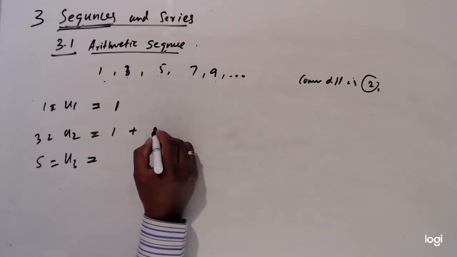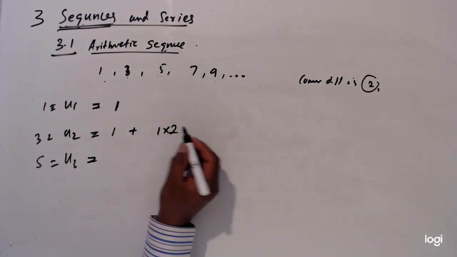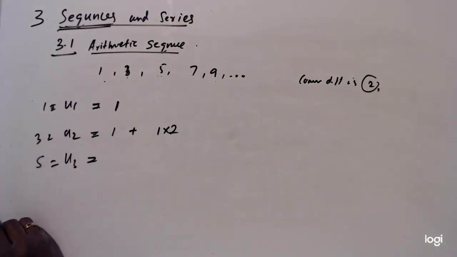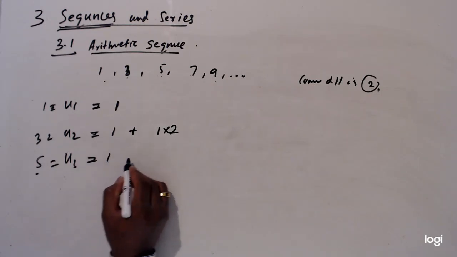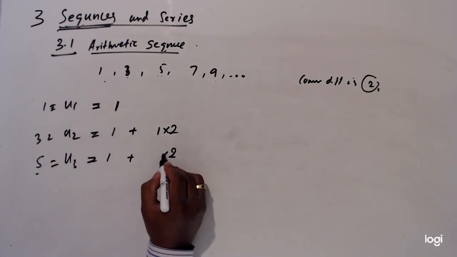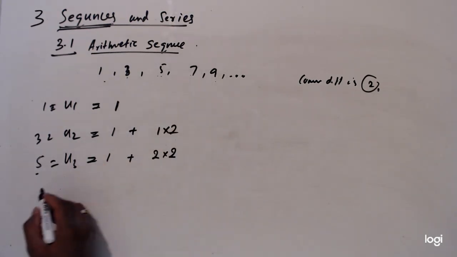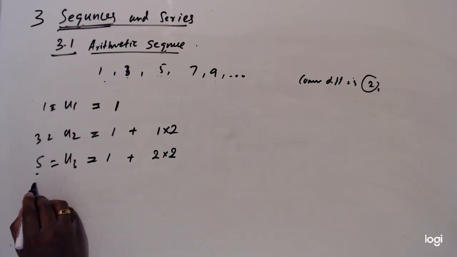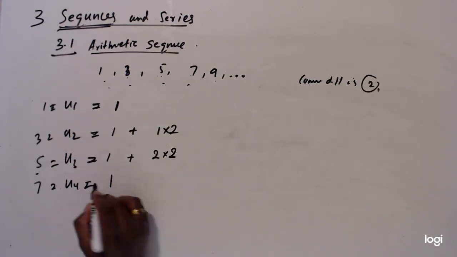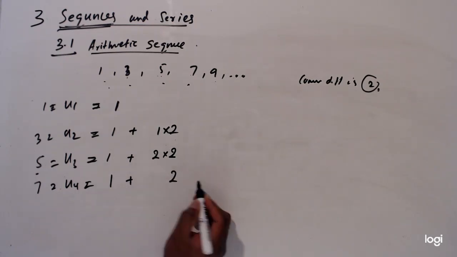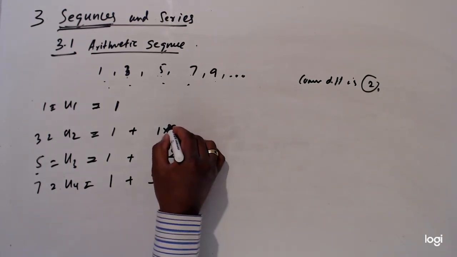So 2 times 1, which is 3. And then the third term with 5. So the first term and common difference how many times? 2 times. And the 7, that is 1, 2, 3, 4th term in terms of first term plus common difference 2 and how many? 3. So this common difference is same.